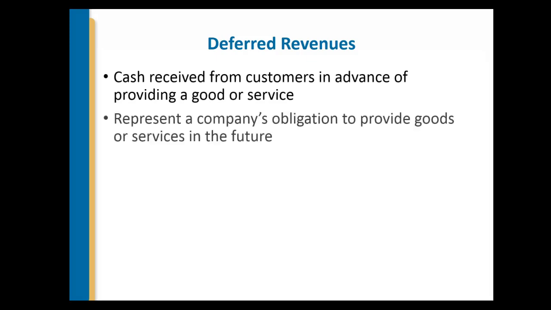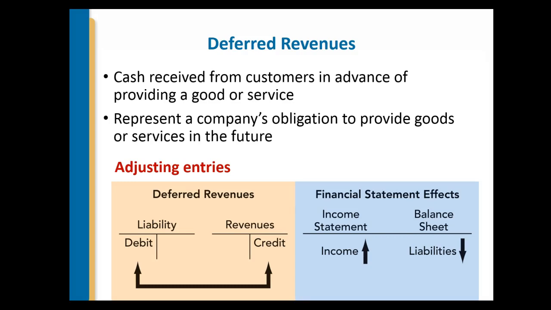Now let's look at something called deferred revenues. Deferred revenues are created when a company receives cash from a customer in one period for goods or services to be provided in a future period. So the cash receipt that comes in from an external person is recorded as a debit to cash since it's increasing our cash, but it gets recorded as a credit to a liability, deferred revenue.